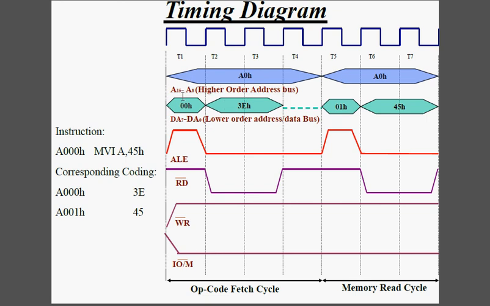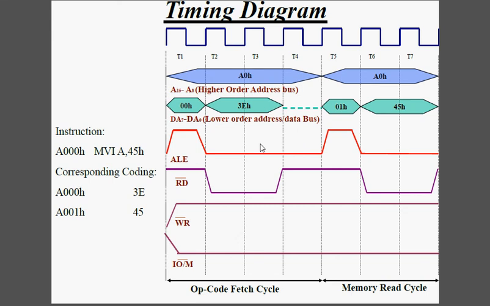So the memory goes to the specific location, takes the value, puts it on the data bus, and the data bus sends it to the microprocessor. Okay, now that is the first step. It involves 3 cycles, not the complete 4 cycles.